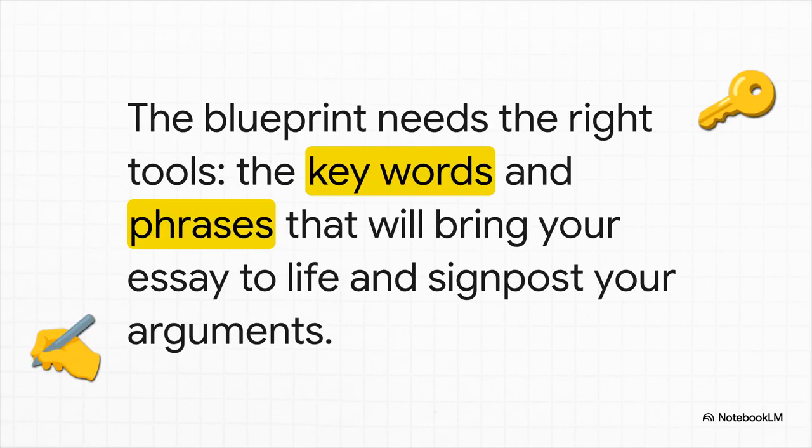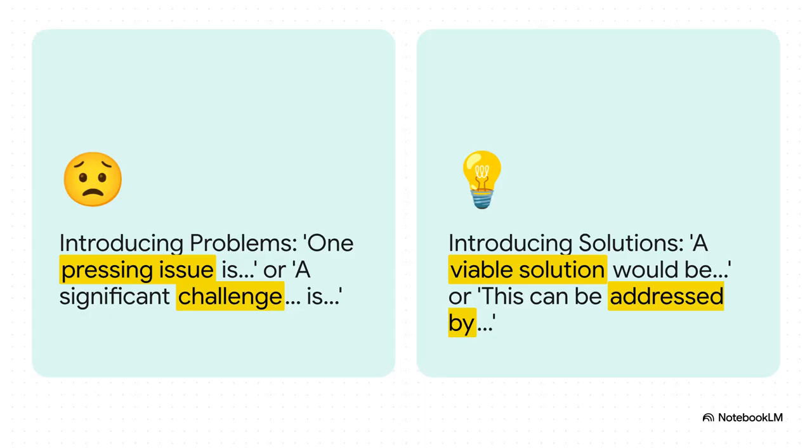Okay, so we've got the blueprint, right? But what good is a blueprint if you don't have the tools to actually build the house? In our case, the tools are the words, the specific phrases, the language that's going to make your essay strong and super easy to follow. So let's look at some of these tools. This is the kind of language that works like signposts for the reader, guiding them through your points. So to introduce a problem, you can use powerful phrases like one pressing issue is, or a significant challenge is. Then, when you flip over to the solution, you can use phrases like a viable solution would be, or this can be effectively addressed by. Using this language makes your argument incredibly clear.